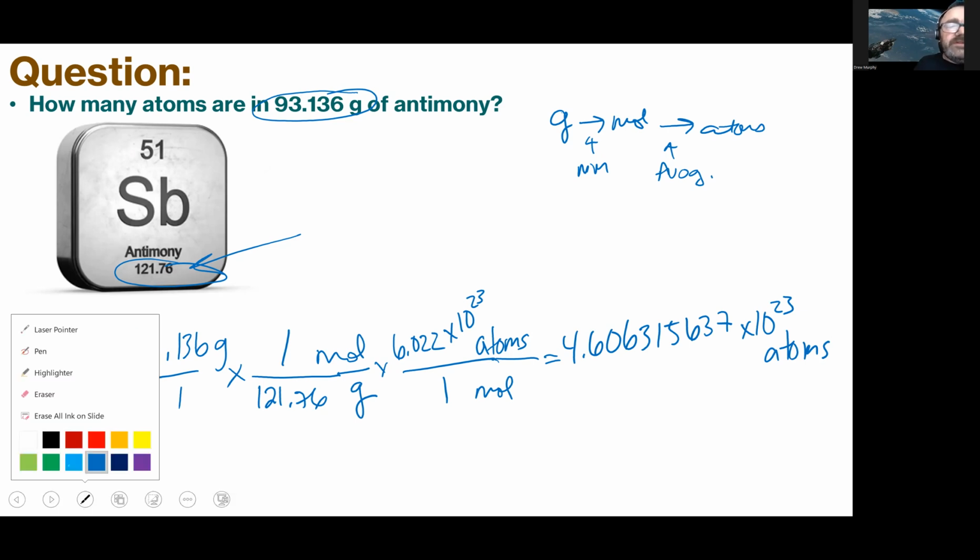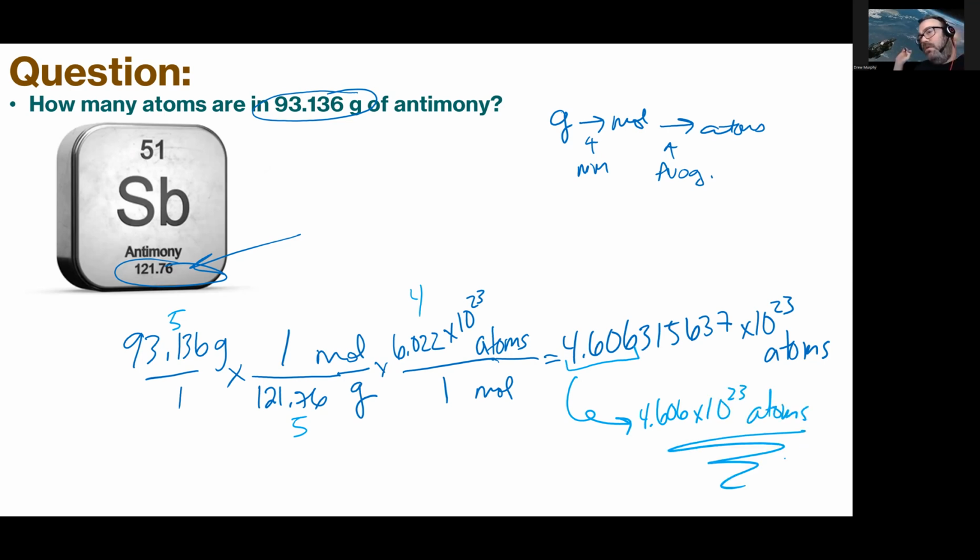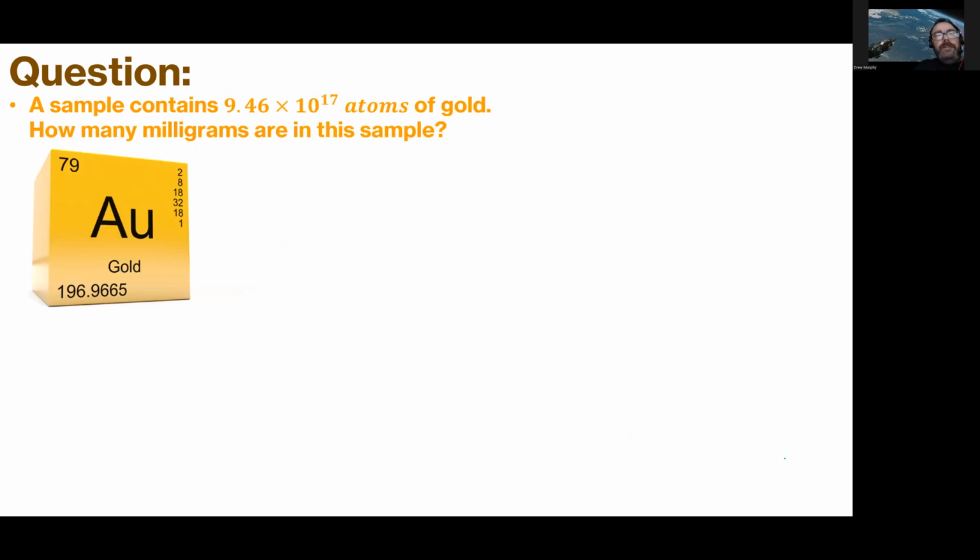Lastly, we got to figure out significant figures. This is 5, this is 5, and this is 4. So we want 4 significant figures. So this rounds to 4.606 times 10 to the 23rd atoms of antimony. Sound good? I think I got another one here. What do we got?